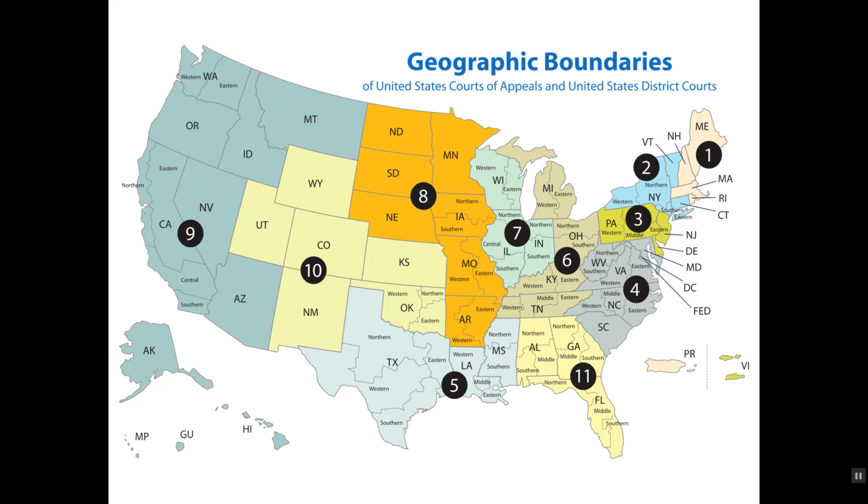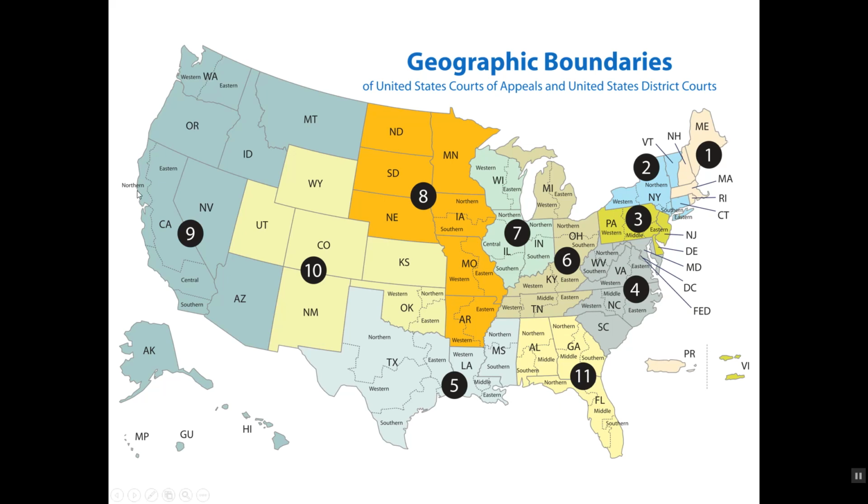If you live in the 10th Circuit, you're not bound by the decisions of the 9th Circuit. If you live in the Ninth Circuit, you're not bound by decisions made in the 10th Circuit, or the 5th, or the 11th, or the 8th, or the 7th. But regardless of where you live, all Americans are bound by the rulings of the United States Supreme Court.